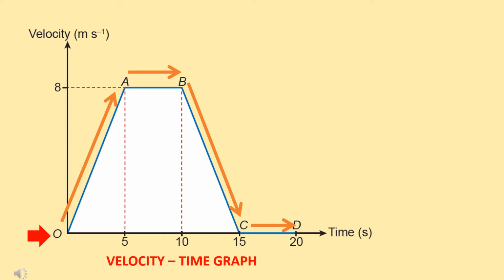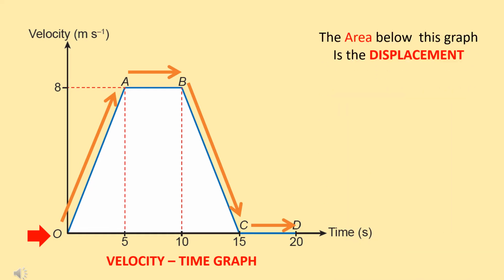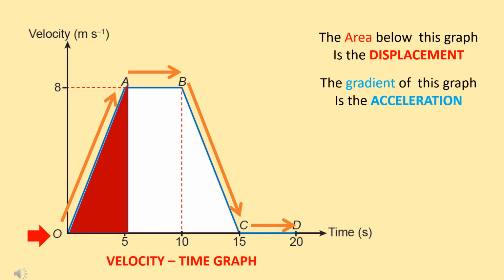Apart from knowing the motion, we can calculate displacement from this graph. The displacement is equal to the area under the graph. For example, the displacement of the motorcycle from O to A is the area of triangle OA5. The gradient of this graph is equal to acceleration. Can you calculate the acceleration of the motorcycle from O to A?